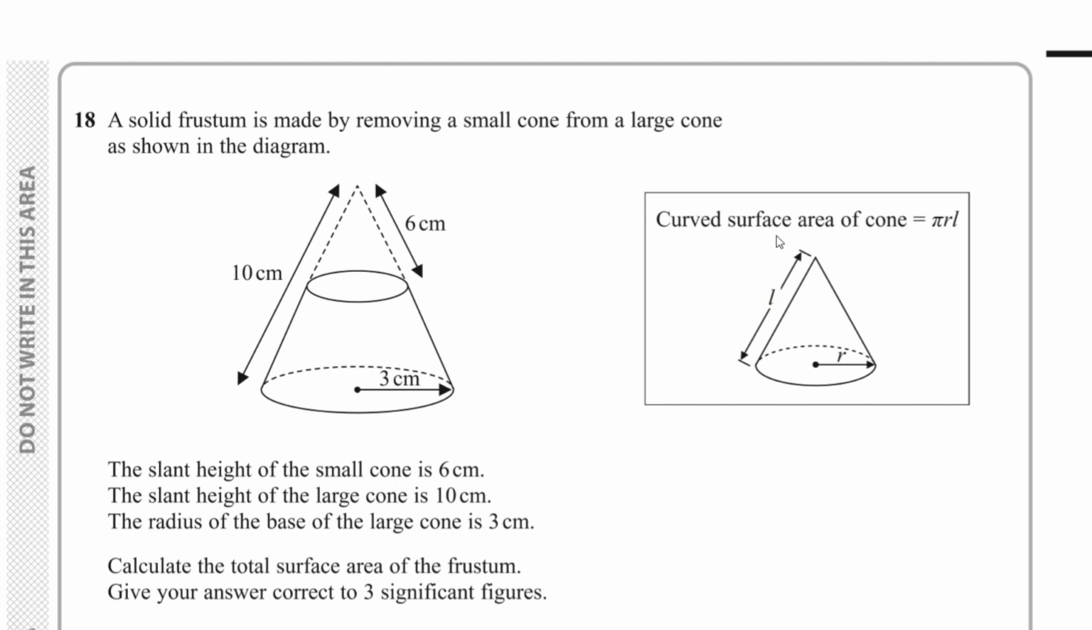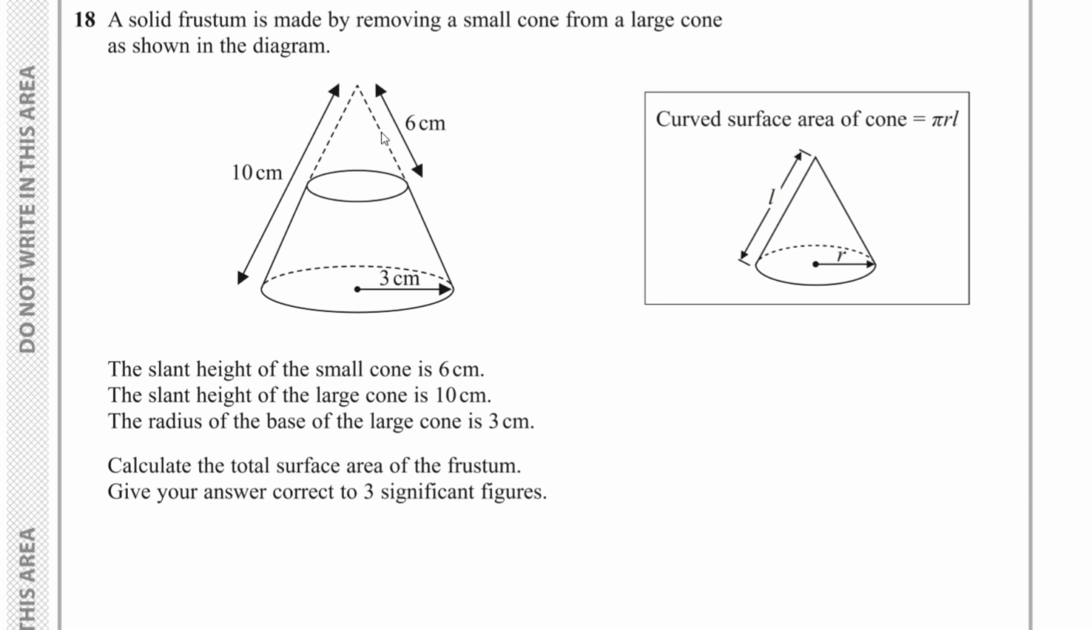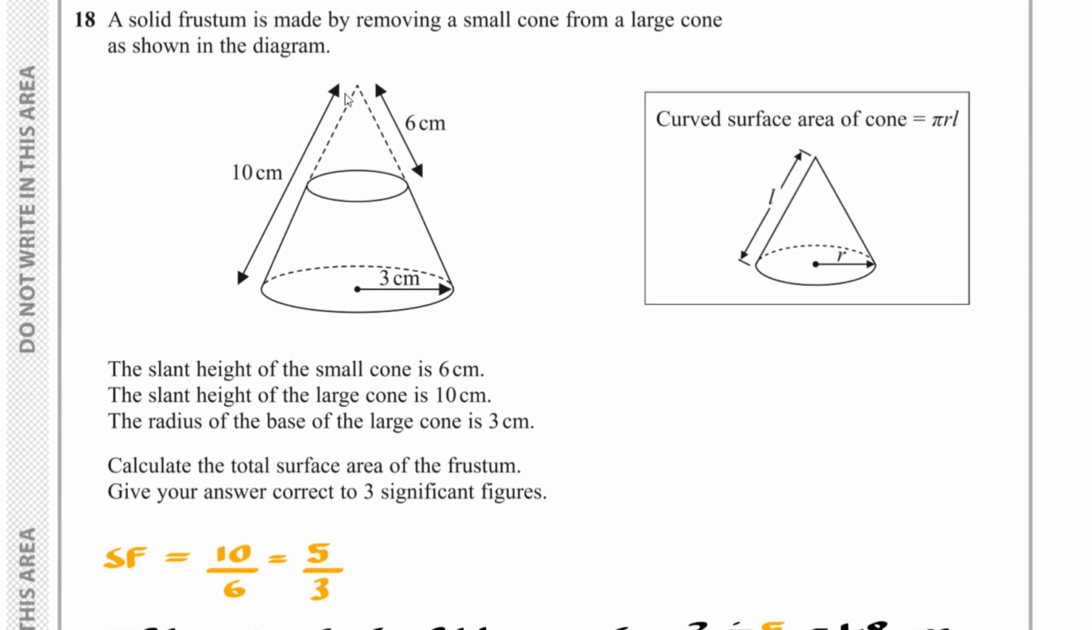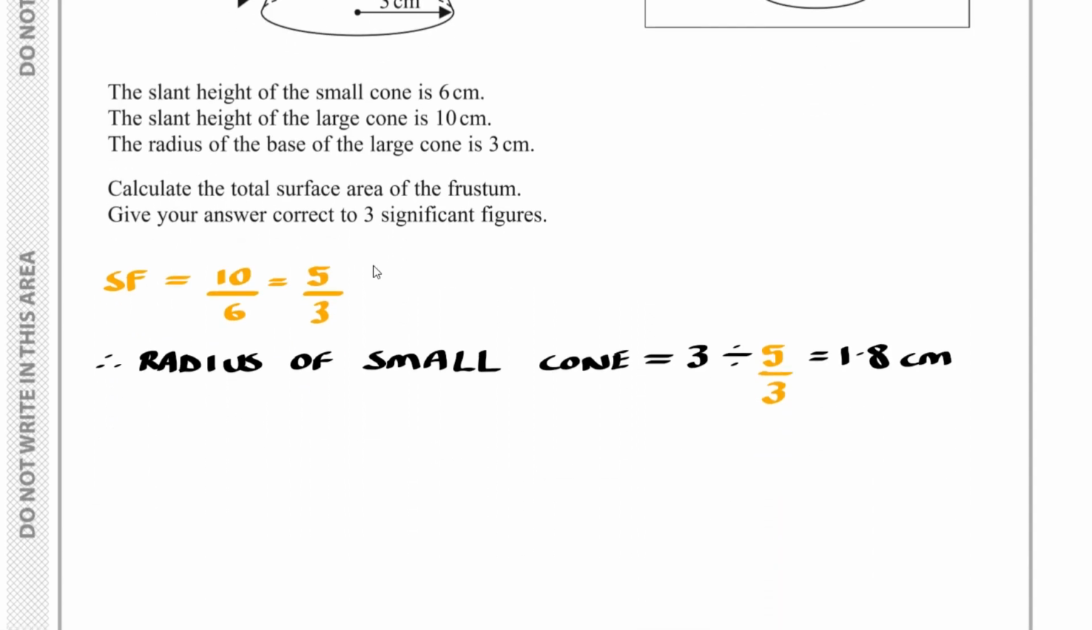But given that the curved surface area of a cone is pi RL. Now, we've got this small cone and we've got this big cone. I don't know the radius of the small cone, but I can work that out using a scale factor. My scale factor is equal to 10 divided by 6, which is 5 over 3. So to work out the radius of the small cone, well, I've got this 3 and I need to divide this by 5 over 3, and if I work this out, I get 1.8 centimeters. So now I can work out the curved surface area of the large cone, the curved surface area of the small cone, and subtracting them will give me the curved surface area of the frustum.